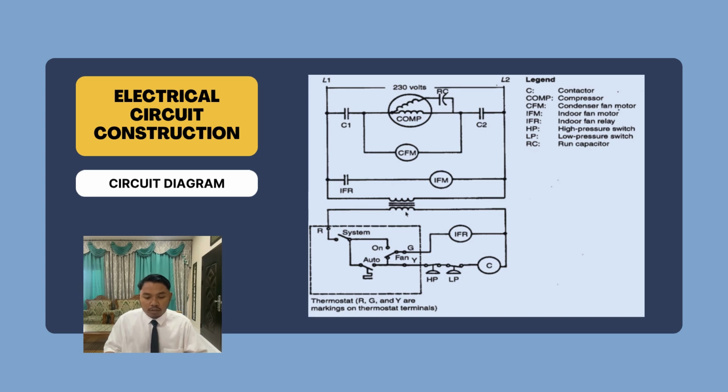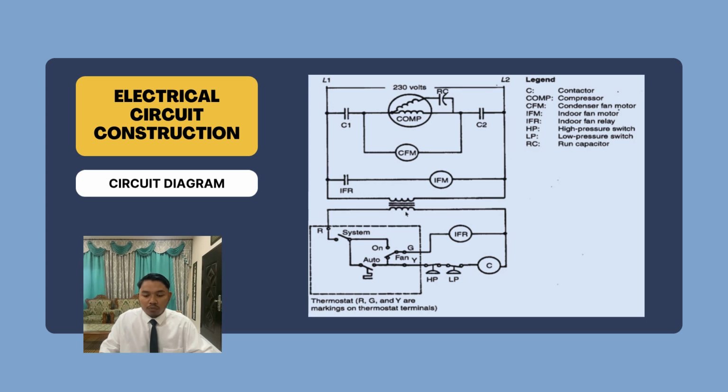As you can see in this circuit diagram, the power supply: the system is powered by 230 volts AC across terminals L1 and L2. Power is distributed to various components like the compressor, fan motors, relays, and switches. Thermostat control: the thermostat controls the overall operation.